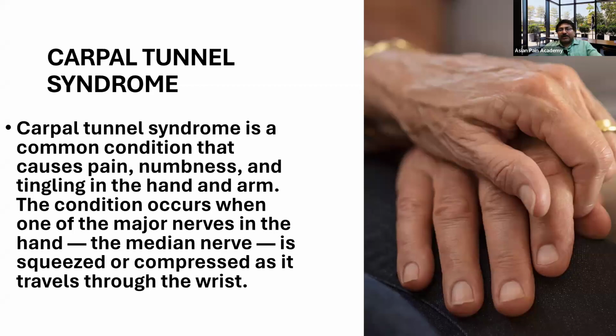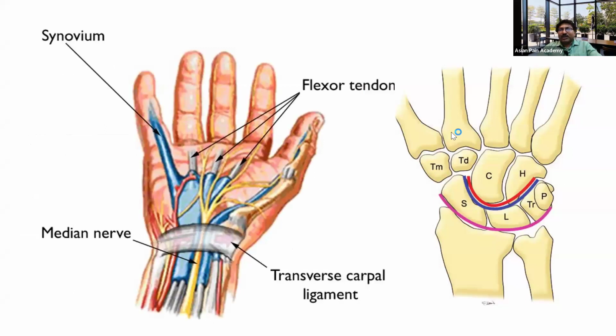Okay. Now coming to the carpal tunnel syndrome, as I have already discussed, it's a condition associated with pain, numbness, and tingling of the hand and arm. The condition occurs when a major nerve of the hand, the median nerve, is squeezed or compressed as it travels to the wrist at the carpal tunnel level.